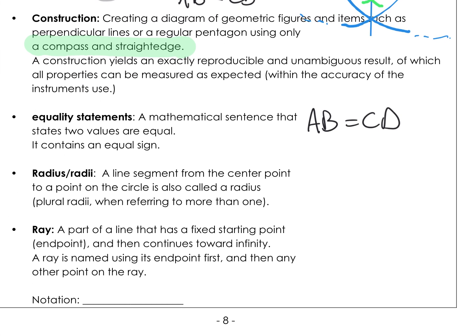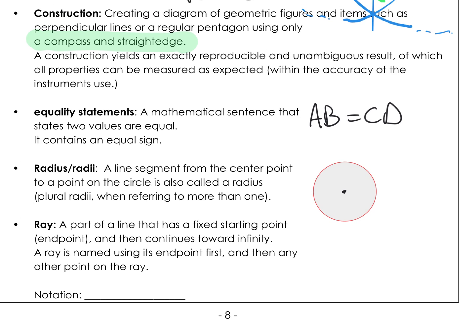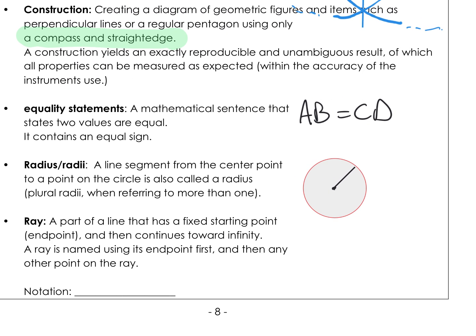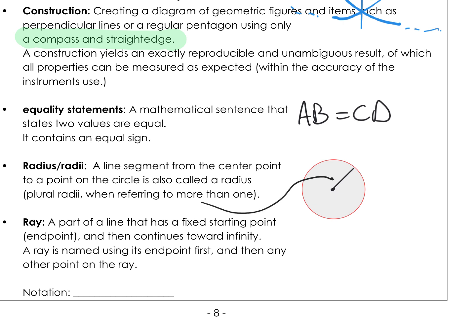So we've got our radii, all right? So again, we've talked about that. The radius here is the distance from the center of a circle to the outside, all right? So that's a radii, okay? Radius is singular, radii is plural, okay?